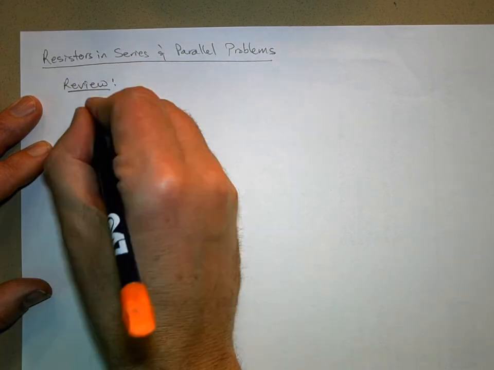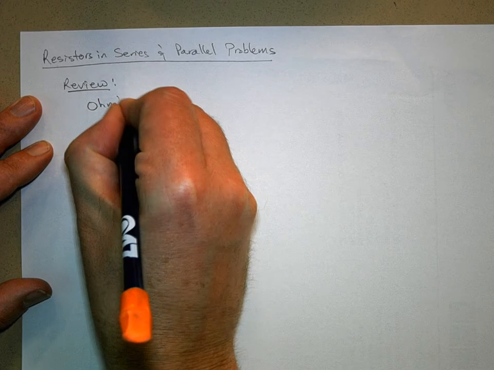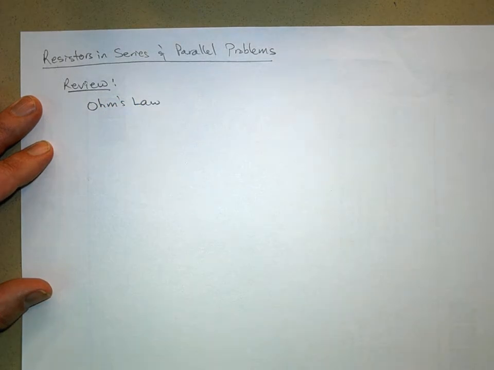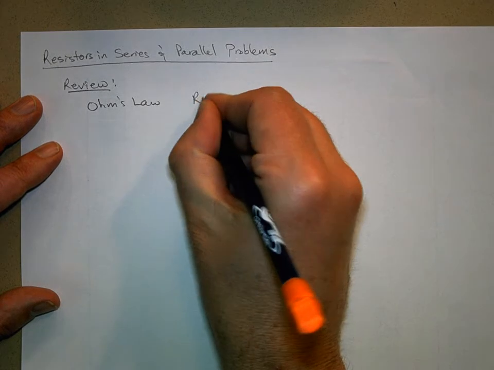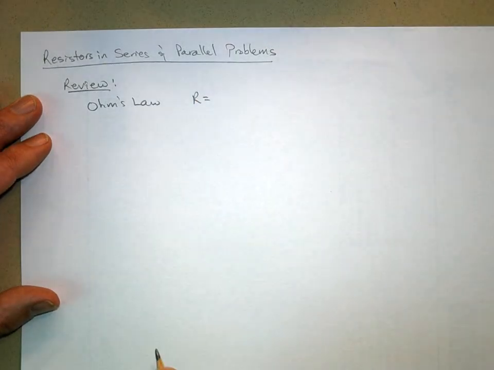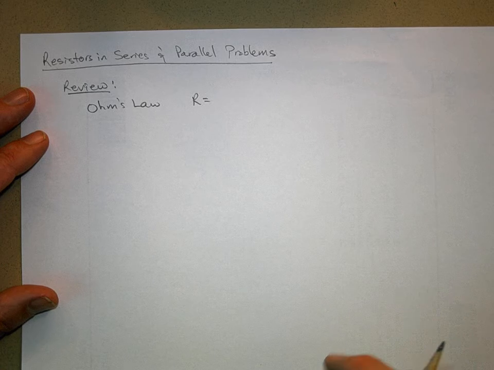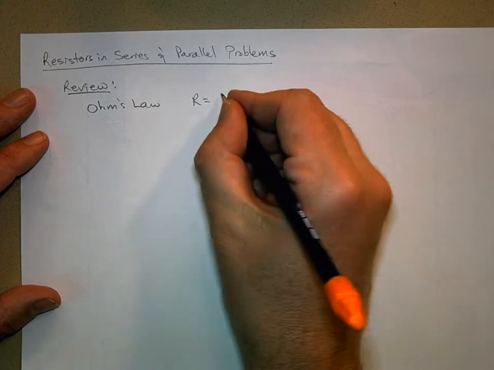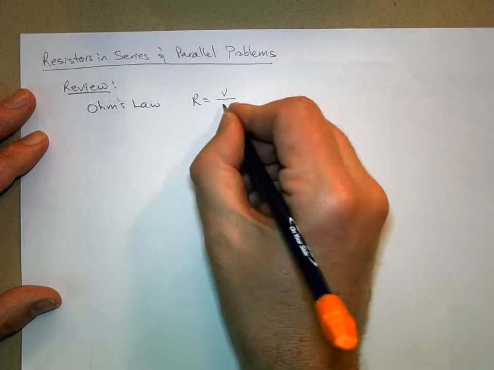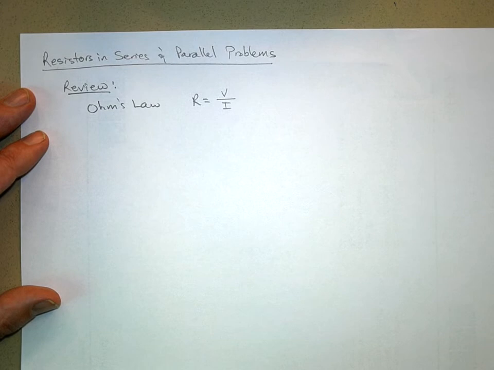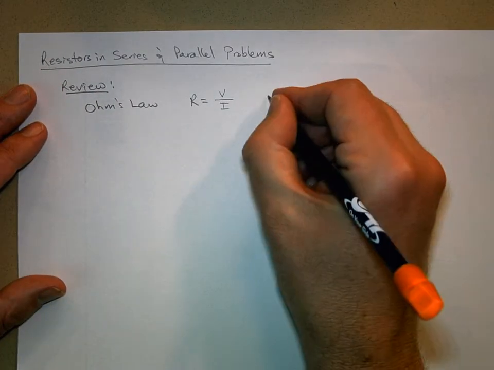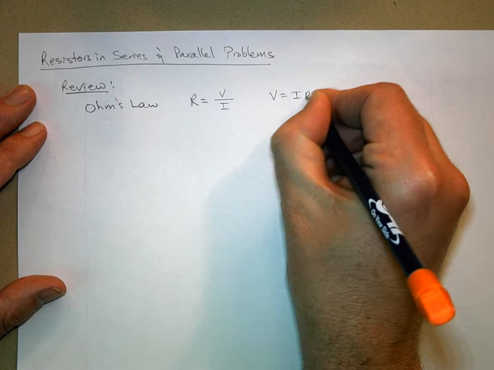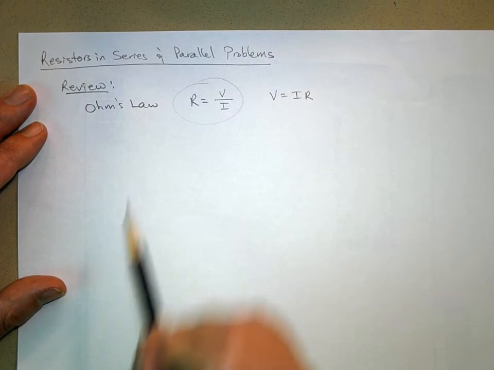We have Ohm's Law. And what Ohm's Law says is that the resistance of a circuit or an element within a circuit is equal to the voltage it takes to get current to flow through it. That's basically Ohm's Law. Usually you'll see it as V equals IR, but I like to define it this way.